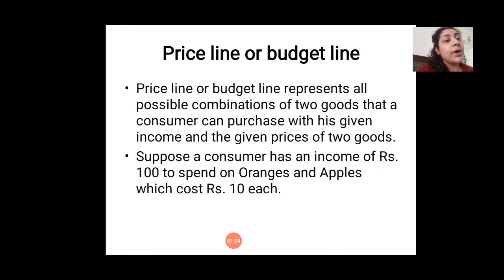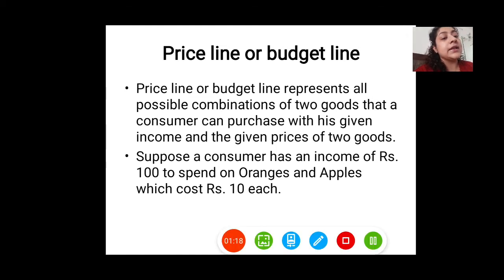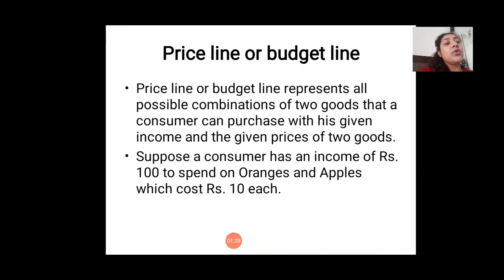Now, when we talk about the price line or budget line, it represents all possible combinations of two goods that a consumer can purchase with his given income and given prices of the two goods. Here, as you can understand, the consumer is a rational consumer, so he will be purchasing goods which give him maximum satisfaction given the prices and his money income.